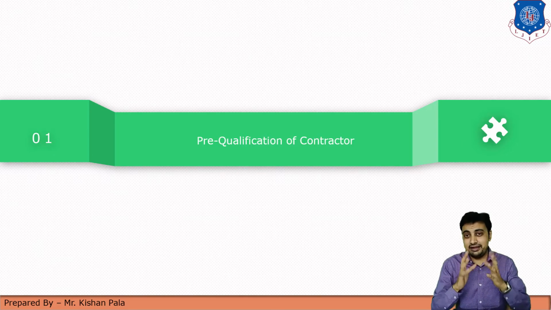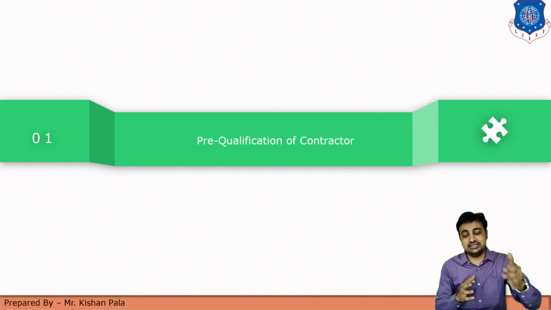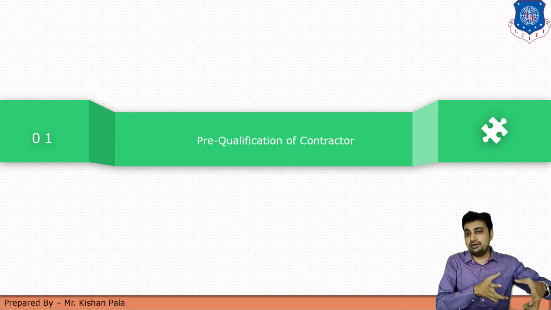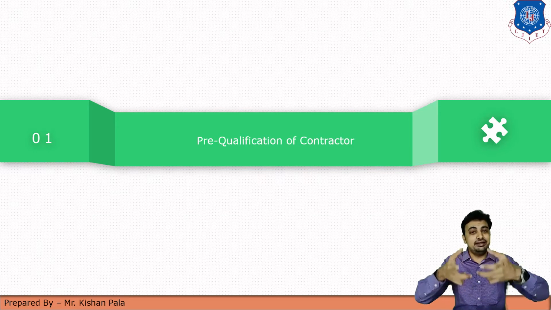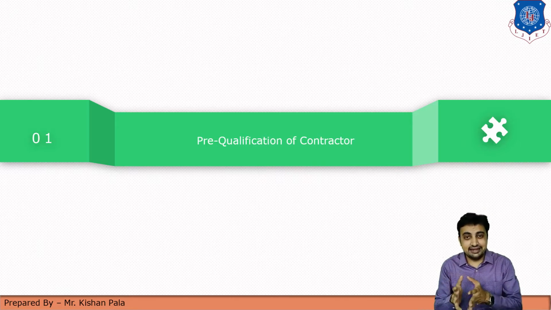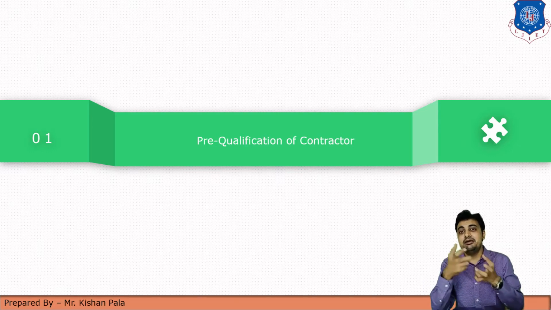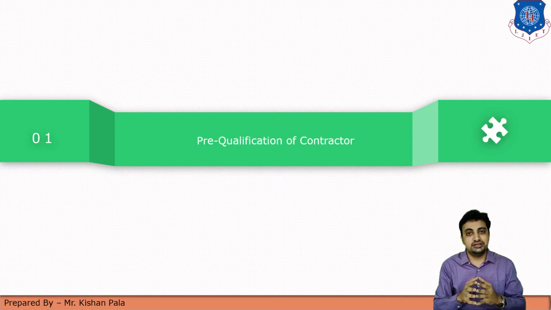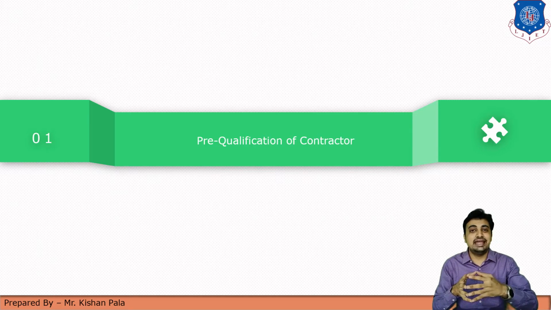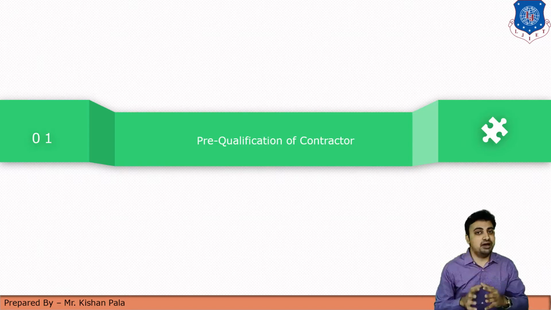You might have a question: why is this procedure applied by the owner and client? With this process, the client and owner get a limited number of qualified contractors who have the facilities, the resources like men and material, and the financial capacity to do that work. So by this procedure, the client gets qualified contractors from the market.